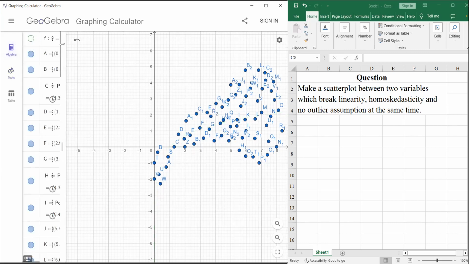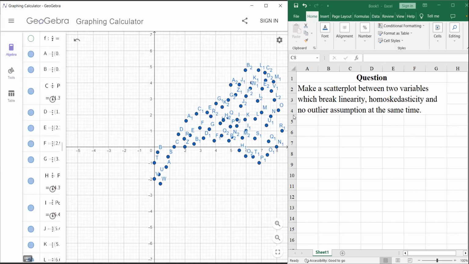So now if you look at the scatter plot, what you see is at the start, when x is small, the variance is also small. Then when x has very high values, the variance is also very large. This means that the homoscedasticity assumption has been broken.